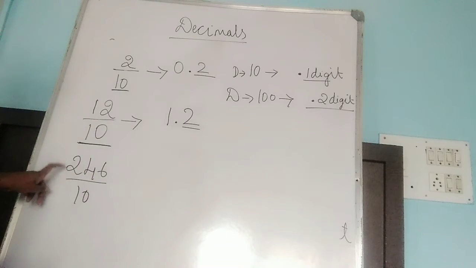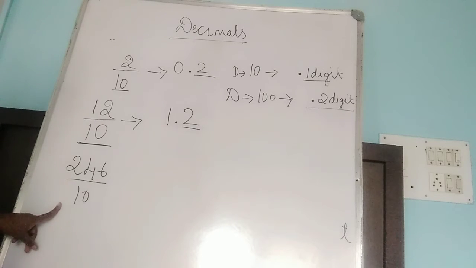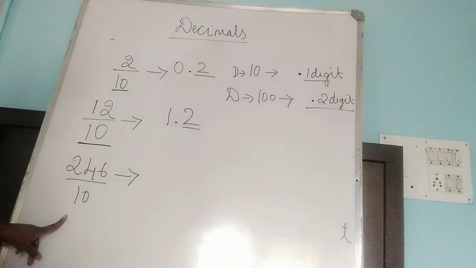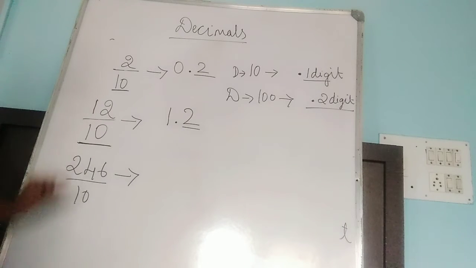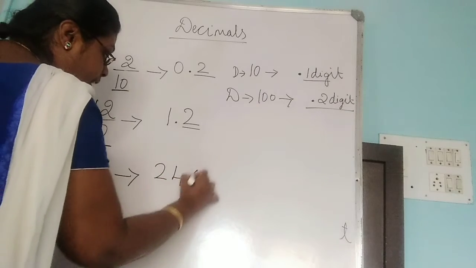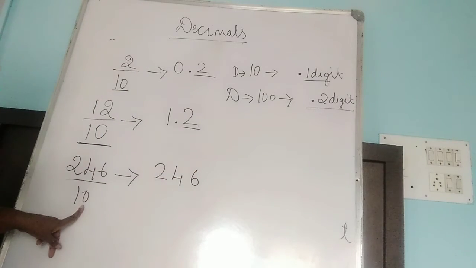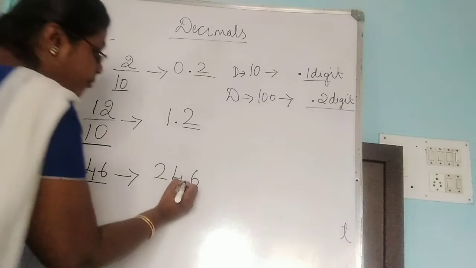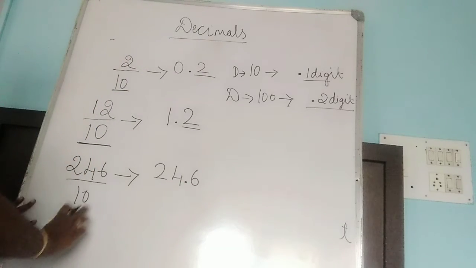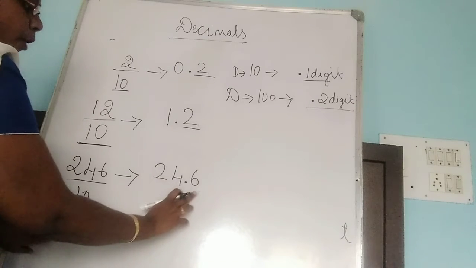These numbers are not in your syllabus, but still I will explain it in general, so you should know. So 246 divided by 10. The first step: the denominator is 10, that means after the point you should have one digit. Let me write the numerator given here. If I keep the point here, it will be one digit. So 246 by 10 is equal to 24.6.